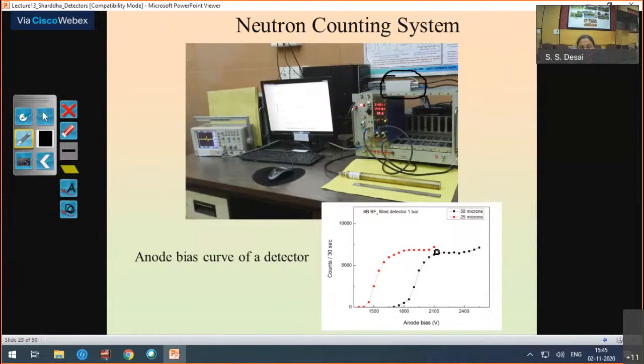And this flat portion of these two different detectors which I am showing you is treated as a point of safe operation, so that any deviation in the EHT or HV cannot give you a false counting around this plateau region. So this is another property of a detector which is essential. It should show a flat portion of the operating anode bias, so that you can have a good selection of the stable operating parameters.